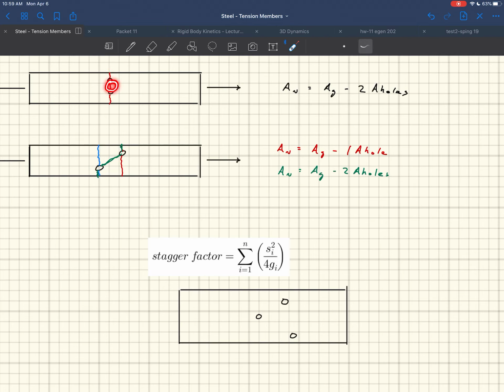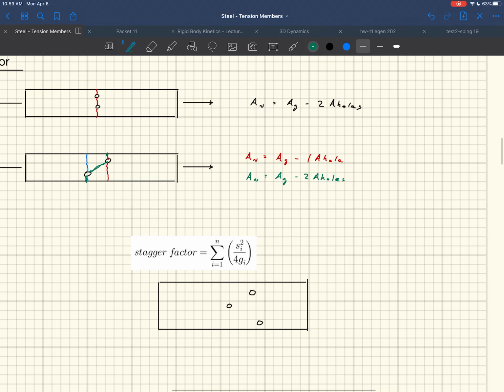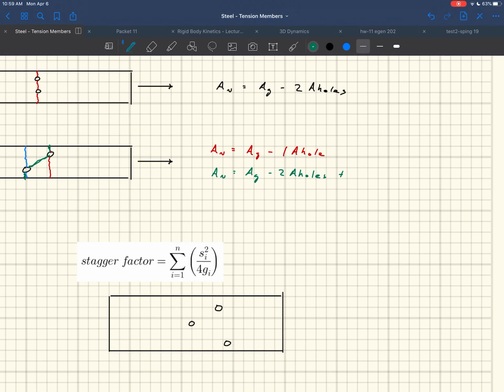So this length right here is different than this length right here, and that's what that stagger factor is in there to account for. It's to account for the extra steel that needs to rip through this thing because it's staggered. Okay. And so what that would look like is we add on that stagger factor that you saw above. This would be plus, we call that stagger, times the thickness. Okay.